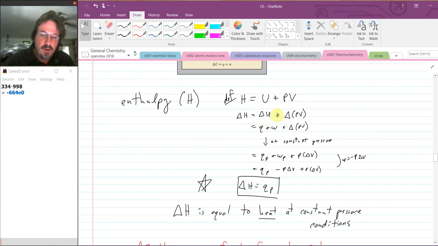Alright, so delta U over here we already defined as Q plus W. And so I'm just expanding out what this equals, delta U plus delta PV. Now delta H is Q plus W plus the change in pressure volume. If I'm at constant pressure, then this is a constant, it's not changing, and so I don't have to have it on the inside of my delta sign, I can move it to the outside, and that's what happens here. Sorry, I jumped ahead here. I took my pressure and I moved it outside here.